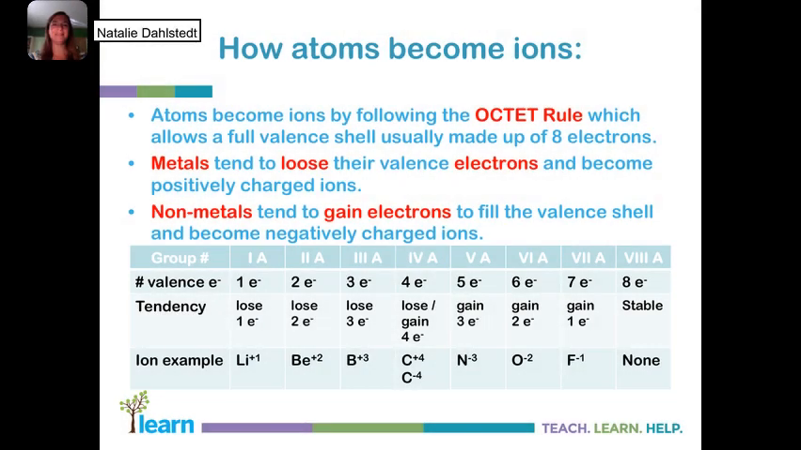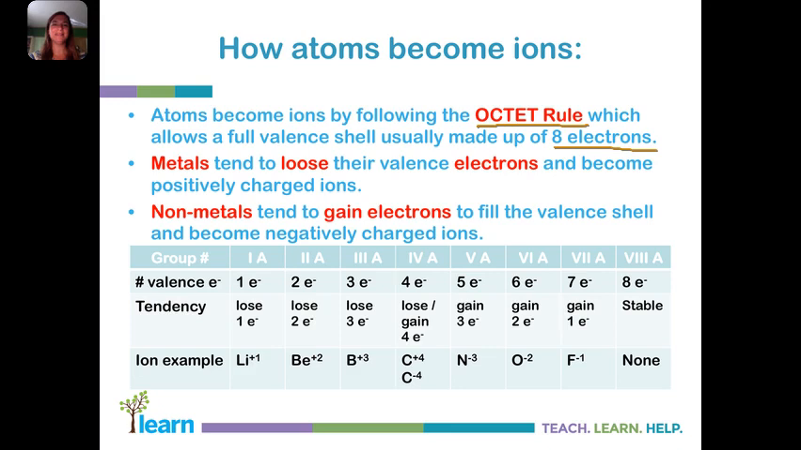You might be wondering, how does an atom become an ion? Well, atoms become ions by following what we call the octet rule. This rule allows a full valence shell, usually made up of 8 electrons. As a general rule, metals tend to lose their valence electrons and become positively charged ions. Oppositely, nonmetals tend to gain electrons to fill the valence shell and become negatively charged ions.